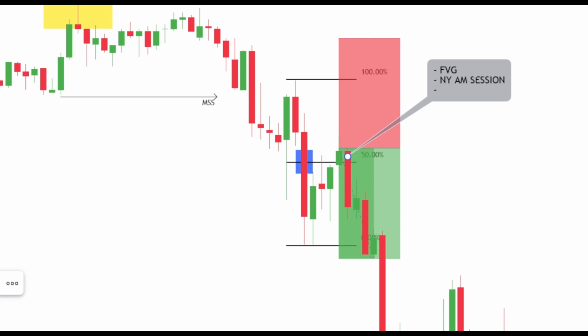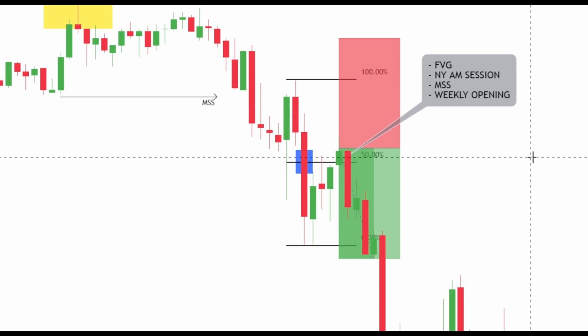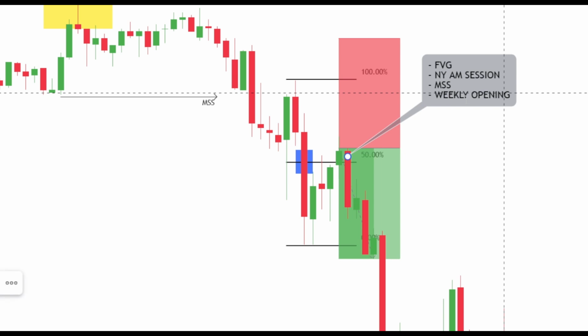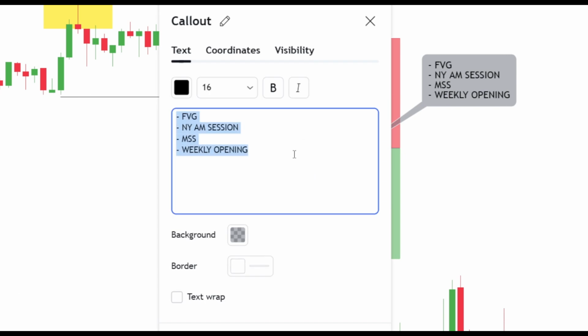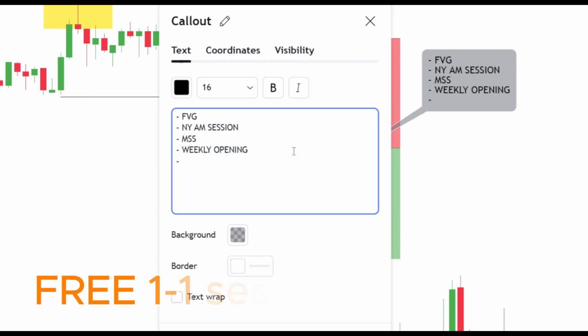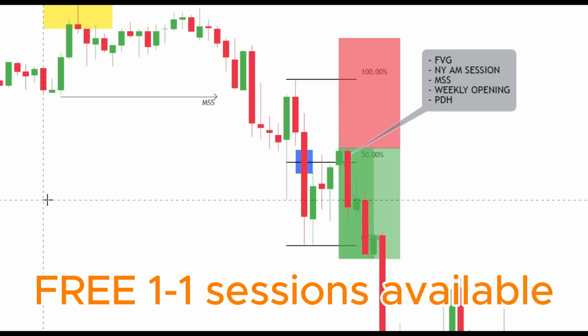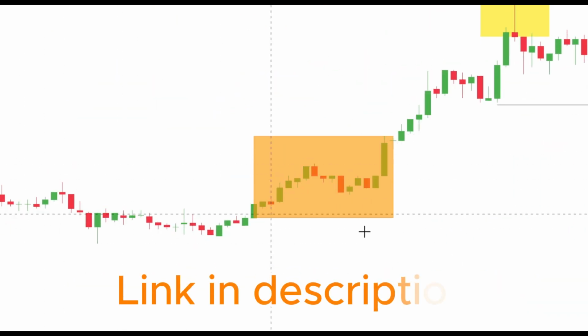We've had a shift of market structure from bullish to bearish, and we are above that weekly opening price. Very, very important to understand. We're above that weekly opening price, so we're positioned to take sells, right? Another thing to add to this list is that we've swept previous day liquidity. We've swept the PDH, or the previous day high, over here in this region.